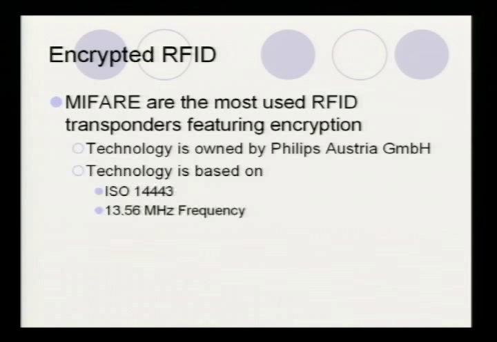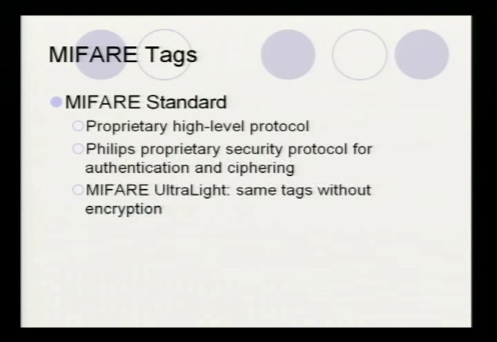So we did some research on MiFare. MiFare is the most used RFID transponder featuring encryption. This technology is owned by Philips Austria; they actually bought the company. The technology is based on ISO 14443, like passports and some other tags, and operates on the 13.56 megahertz frequency. We have two different families of MiFare tags. The MiFare Standard family operates a proprietary high-level protocol and proprietary security protocols for authentication and ciphering.